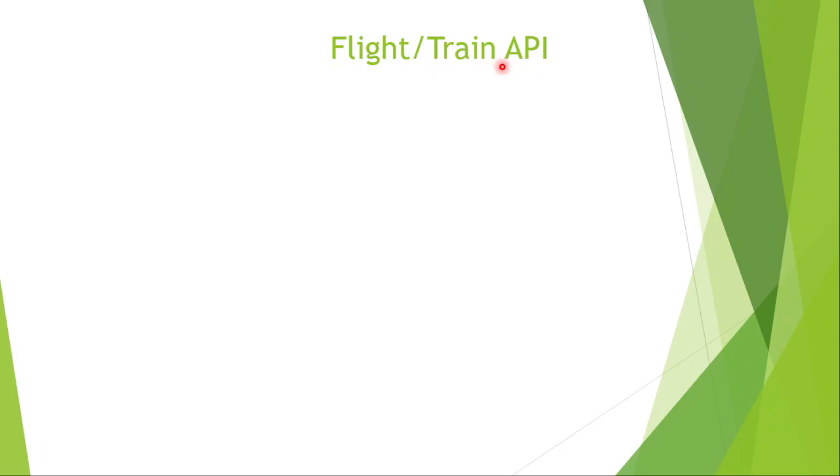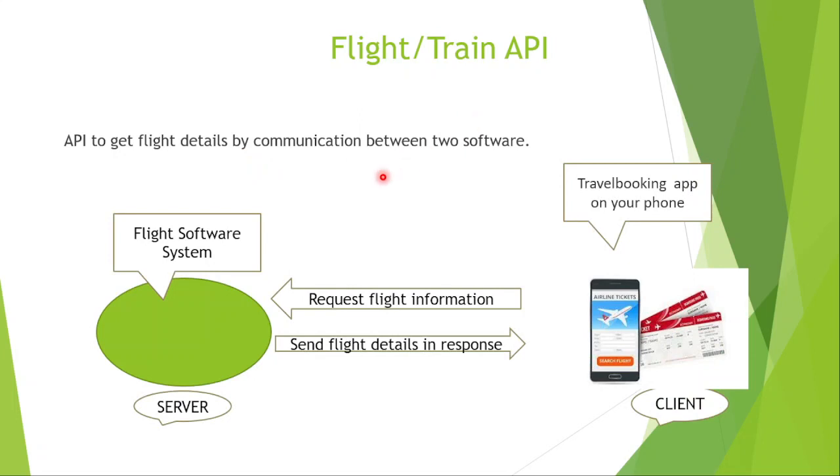Let's see how it basically works. So we are going to see an API to get the flight or train detail by communication between two software. So this is also a communication between two software.